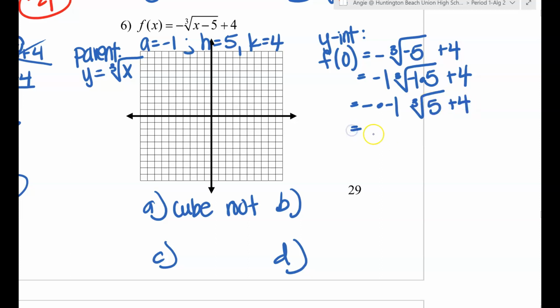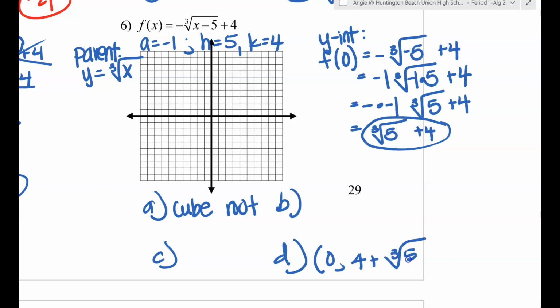So students, the y-intercept is simply cube root of 5 plus 4. Yes, you can leave it right now for that exact answer. We can even write 4 plus cube root of 5. Wouldn't that be okay too? But I need to write (0, 4 plus cube root of 5). All right. Now the domain and range for the cube root function is going to be all real numbers. Cube root and cubic functions, the domain and range, all real numbers. Fill it in, even without graphing.